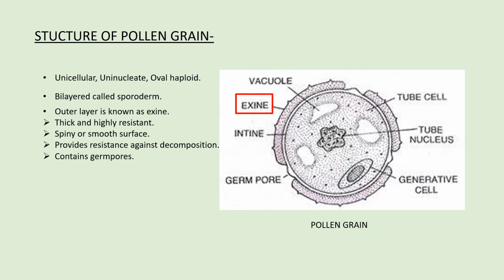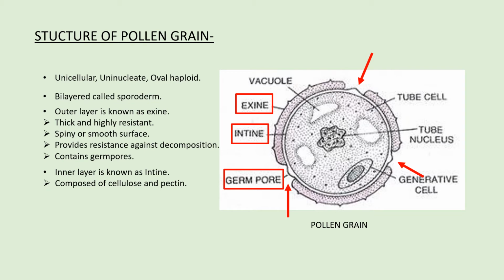Exine is composed of sporopollenin, which provides resistance to pollen grains from physical and biological decomposition. Exine has depressions in 1 or more places, which look like small pores, called germ pores. In monocot plants, pollens are uniporate, that is, they have only 1 germ pore, while in dicots the pollens are triporate, that is, they have 3 germ pores. The inner layer of sporoderm is known as intine. Intine is composed of cellulose and pectin.